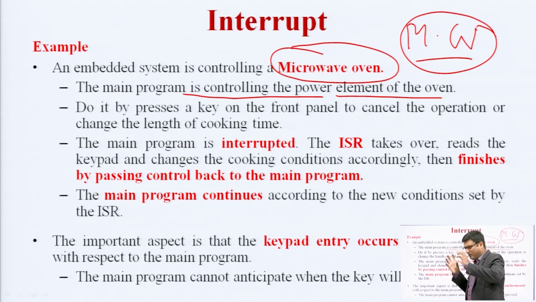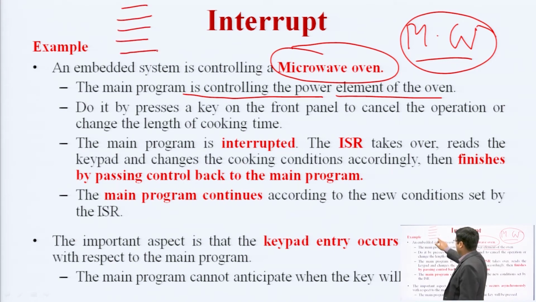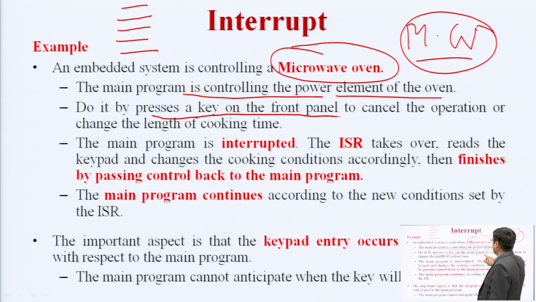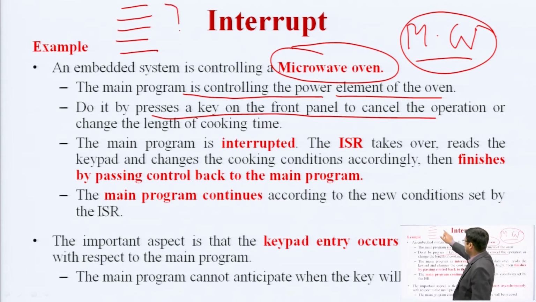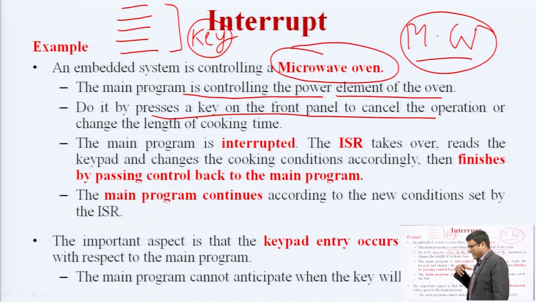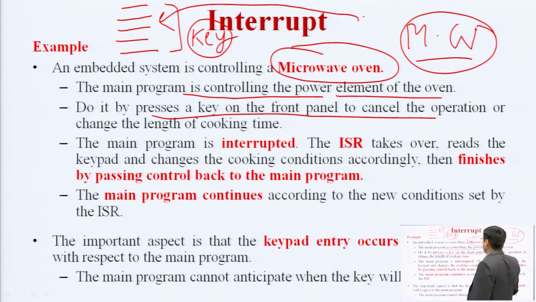What amount of heat to be applied, for how much time it will be applied, will be the task of the main program. So if we press any key on the front panel, that key works as an interrupt. We are providing some interrupt values to our microwave oven. If we press any key, it will send the interrupt signal to our main program, that is the controlling element. So the main program is interrupted.